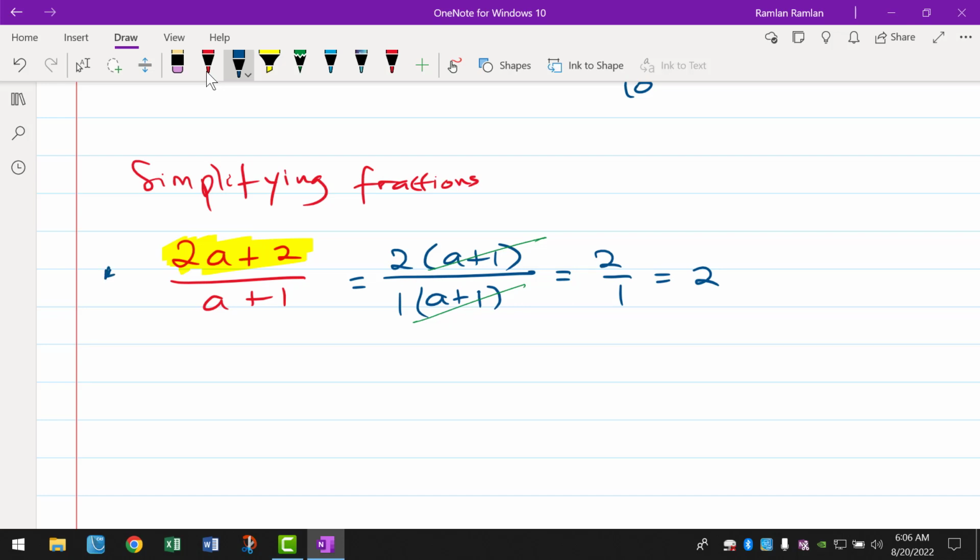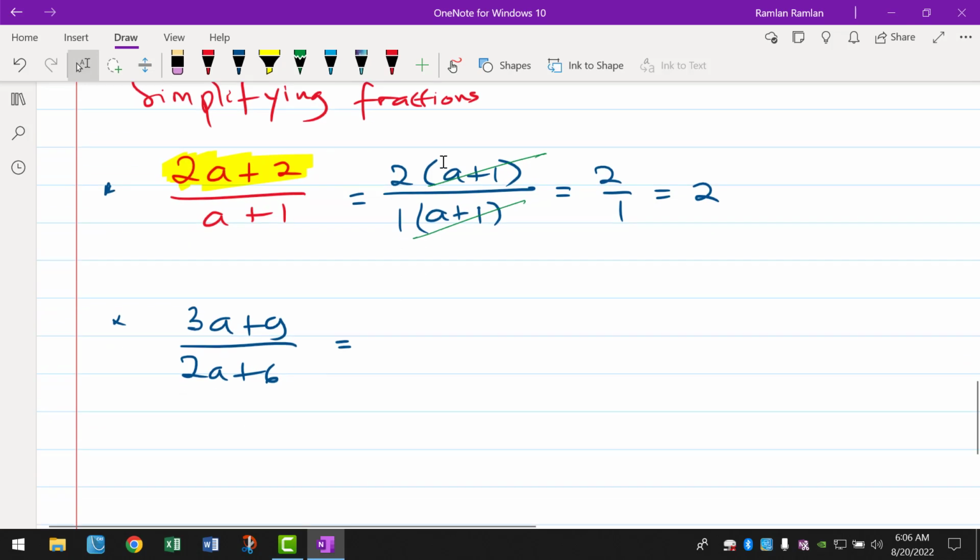Okay, so another example. Let's say I have (3a + 9) over (2a + 6), right? So again, guys, you cannot cancel the a directly like this. Please don't do that. Because we still have an addition here, they're not being multiplied. Okay, so please don't do that.